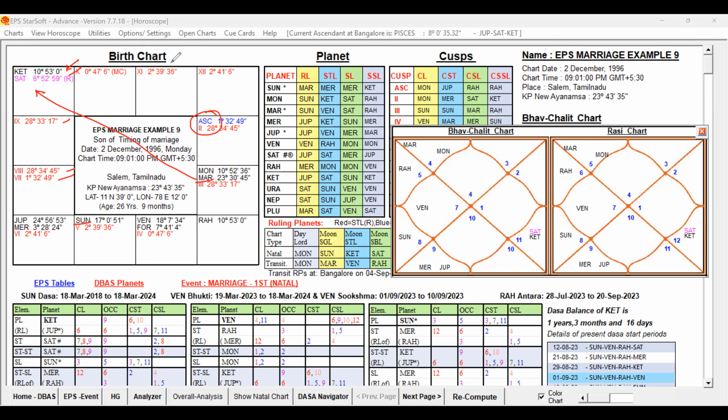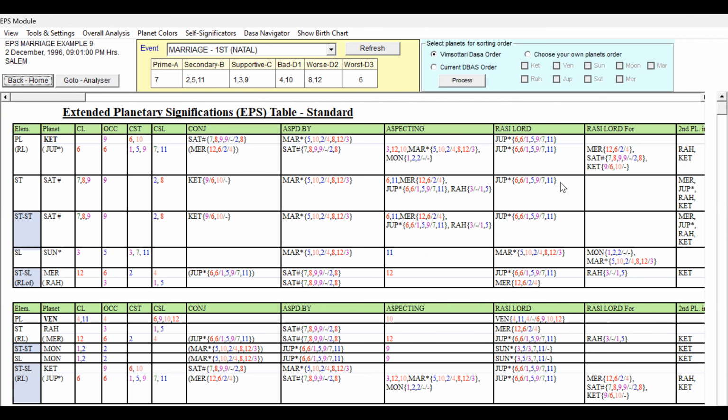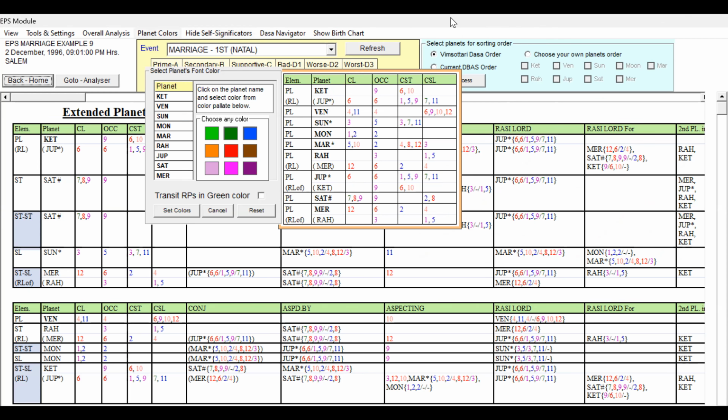So now let us check the self-significators. Let me take you to the EPS event. I have already chosen the event, marriage, first natal, and let us check the self-significators and planet colors. This is what I was telling, that many key planets will have mixed significators. Let us see.